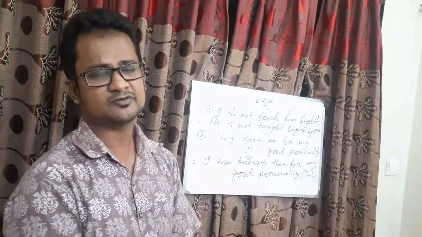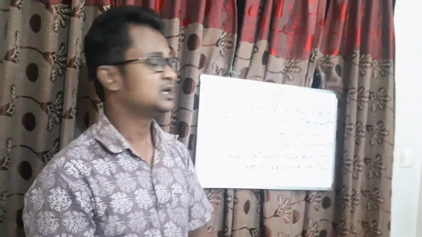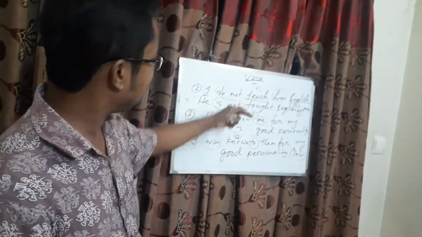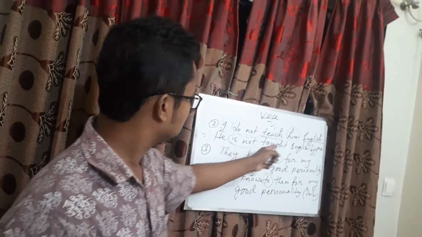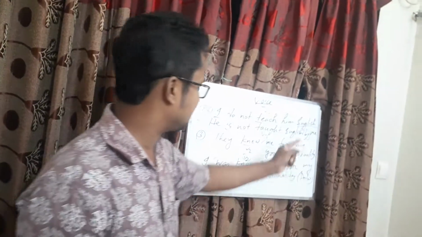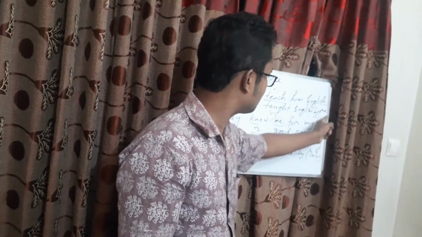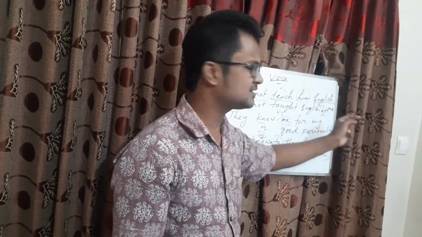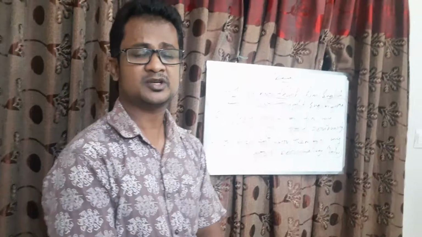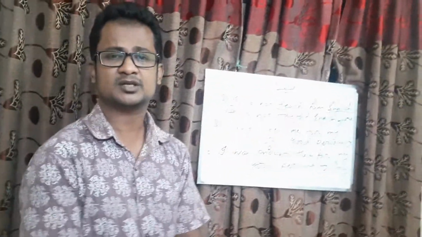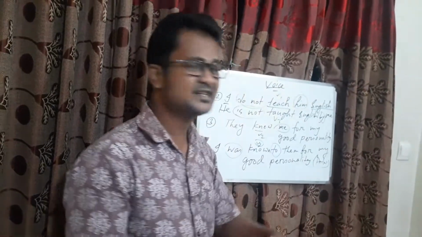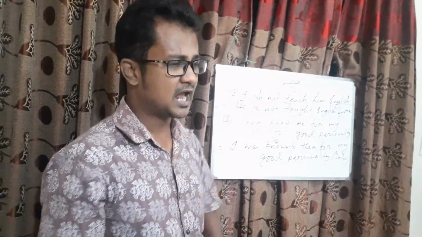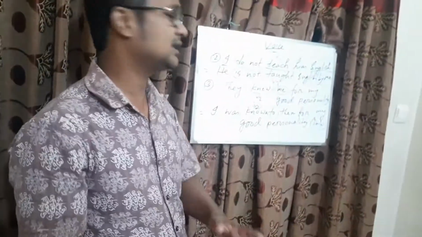So students, I do believe that you have understood quite well. Now I will discuss another item, that means from passive to active. He is not taught English by me. It's a passive voice. So students, how to understand what is active voice and what is passive voice? Without by or without any other preposition, how to understand, I will discuss it later in my later classes.